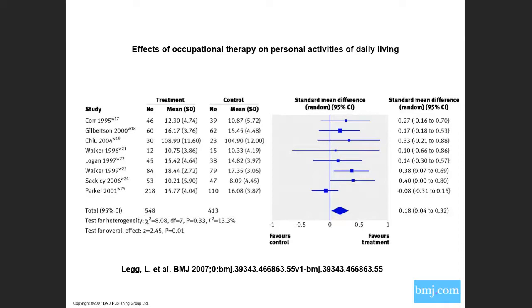Now, just one thing to mention in passing, you'll notice that on this plot, the treatment is favored to the right-hand side. On the Cochrane logo, it was favored to the left-hand side. So it's always very important to see how these plots are oriented, whether a positive outcome is shown on the left or the right-hand side.